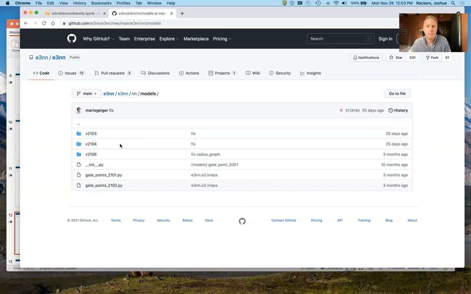I've played around with several of these, and they all give really excellent results, and they all work. So you should feel free to use one of these rather than try to construct your own on the fly. So I'm using this gate points 2101.